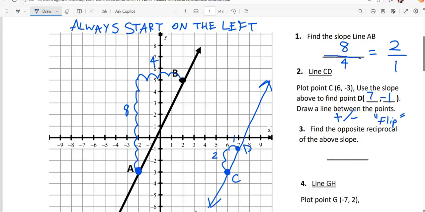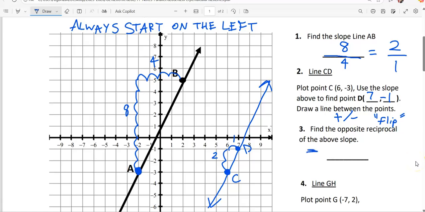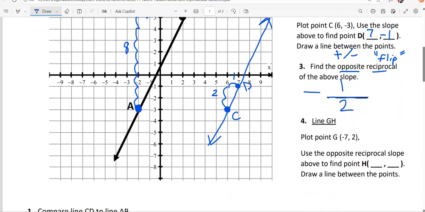All right, so let's take 2/1 and change the sign and flip the fraction. So look, 2/1 is positive. So what's this going to be? The opposite of positive is negative. Okay, this is my fraction bar again. And if I flip 2/1, what does that become? 1/2. Negative 1/2 is my opposite reciprocal slope. Okay? So keep that in mind when we're doing number 4.